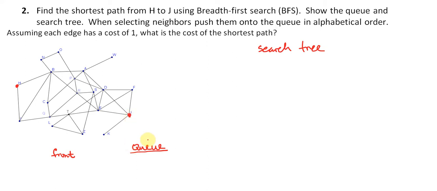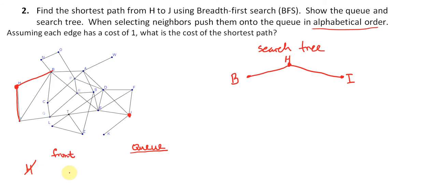First thing I'm going to do is take H and put it onto the queue. So H currently is at the front of the queue, and H will be our starting point for our search tree, our root as we call it in graph theory terminology. Then we take all the neighbors of H, that would be I and also B. It doesn't really matter in this example because every edge has a cost of 1, which node we put on first. But for the purpose of being consistent, when selecting neighbors, push them onto the queue in alphabetical order. I'll put it on the search tree first. So we can go to B, or we could go to I.